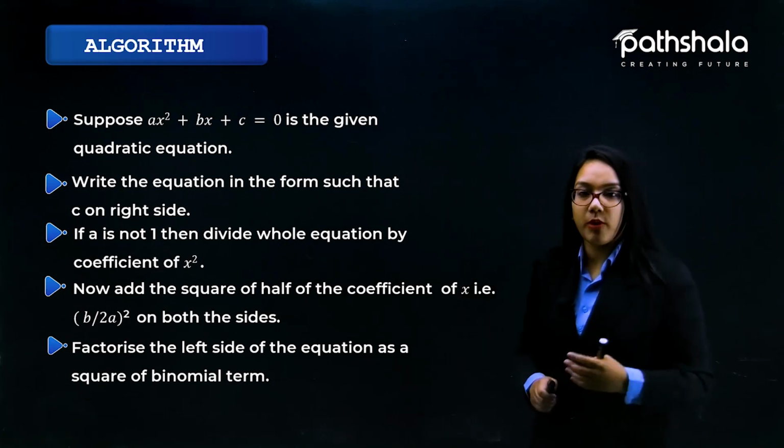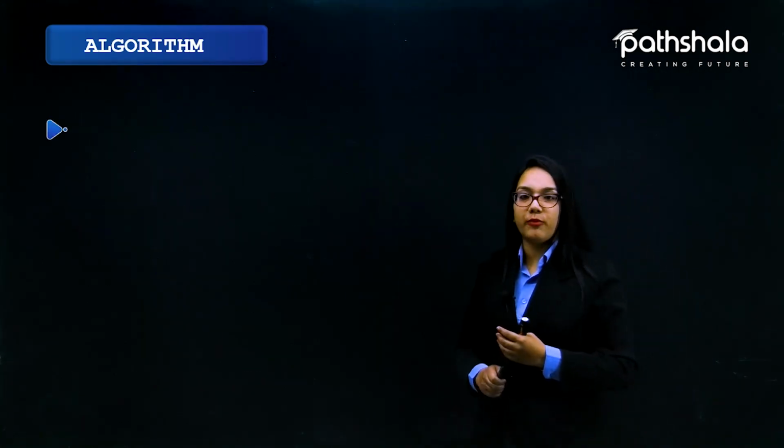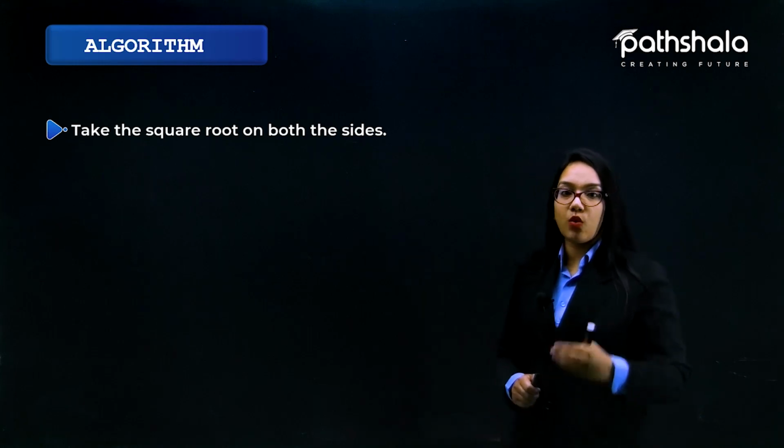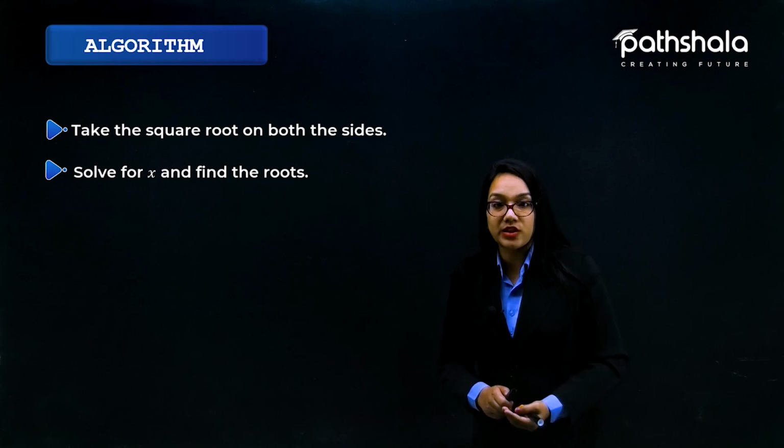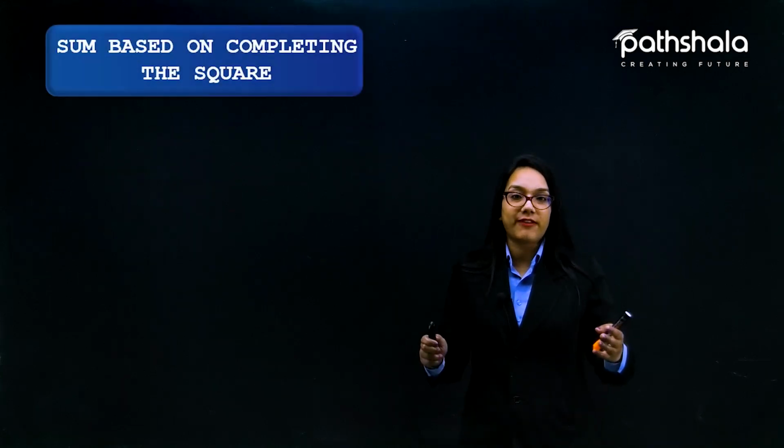And let's just talk about the next step. The next step would be to take the square root of both the sides. So we can take the square root of both the sides and solve for the value of x, and then we can find the roots.